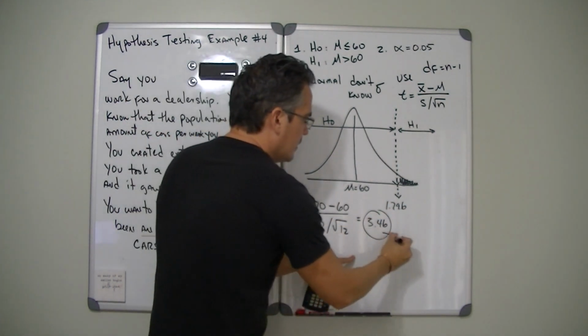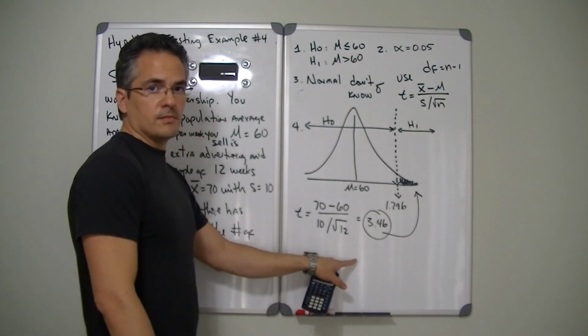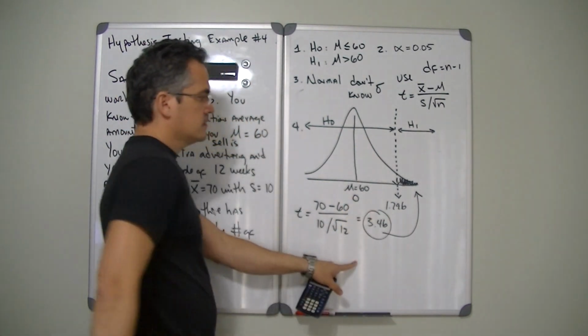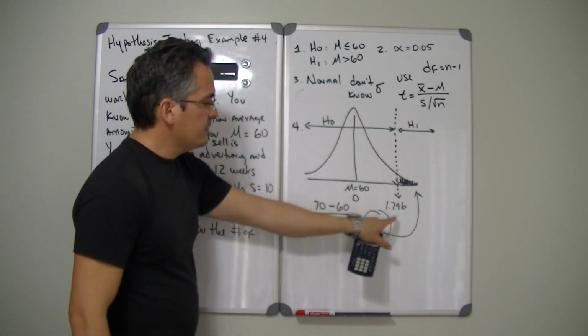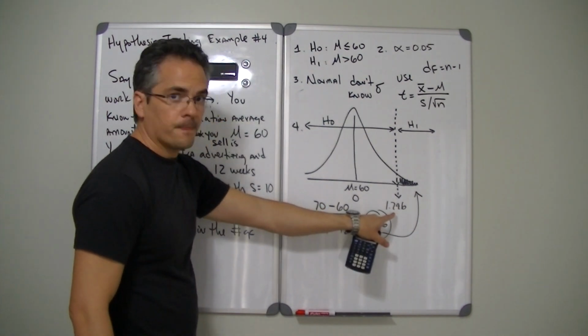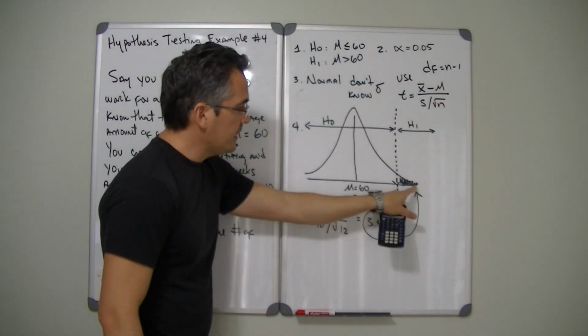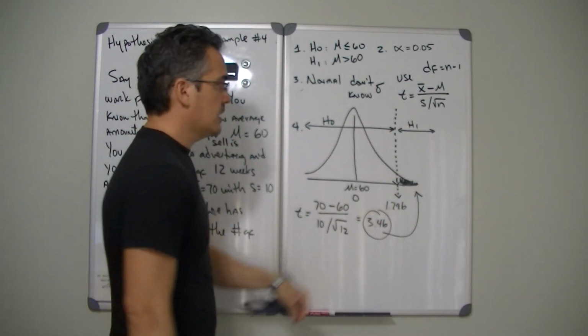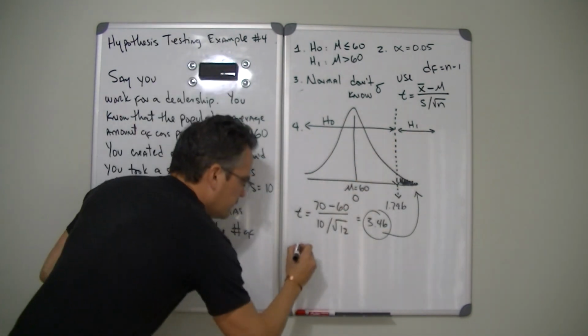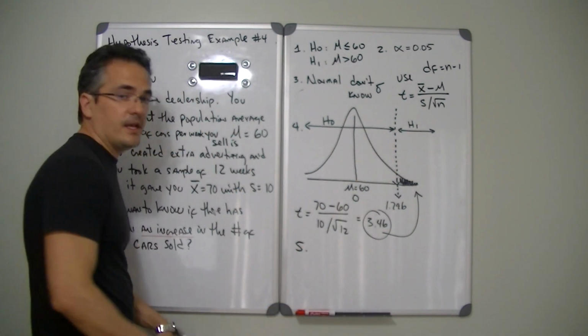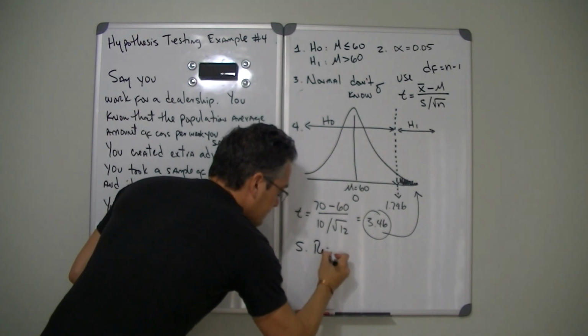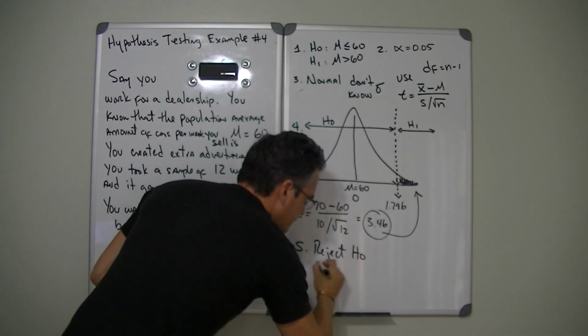So this number will be over here because 0 is the center. Alright, and then that number is to the right of this. Because this number is to the right and in our rejection area, and notice that it falls in H1, for step number 5, we're going to say we reject H0.